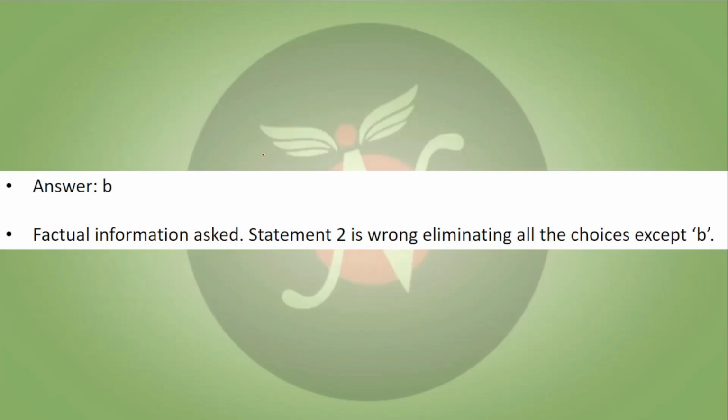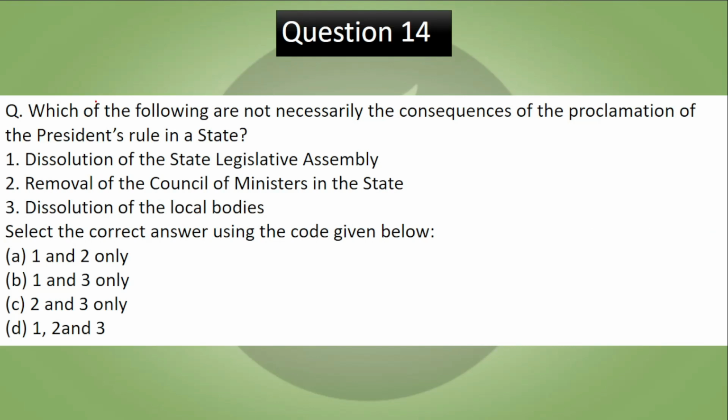So your correct answer to this is B, but it is a factual information. The second, removal of council of ministers in the state, is not necessarily a consequence of the President's rule. You can eliminate this one. It does not remove the council of ministers. By elimination of the second, you get your answer as B.